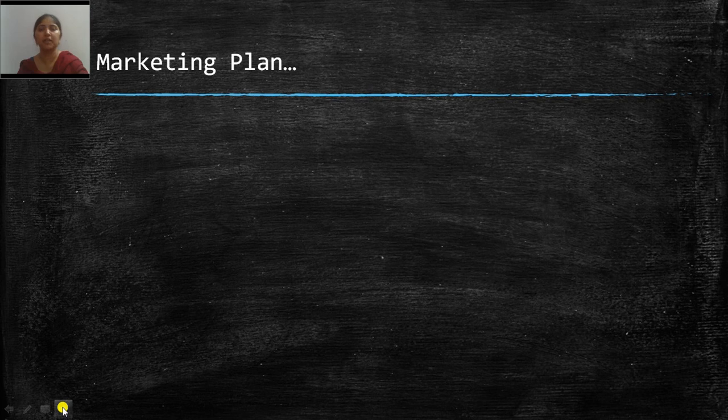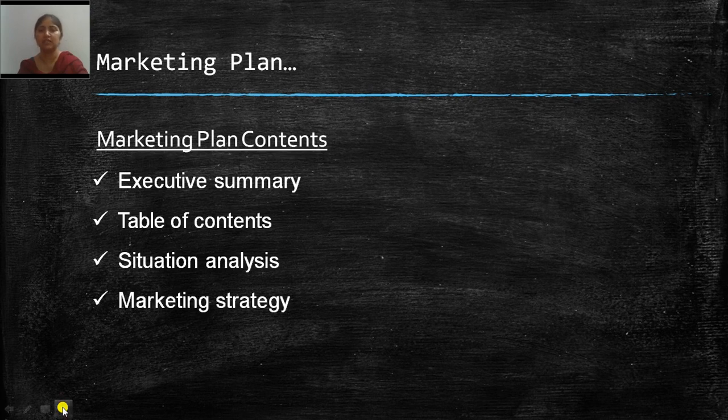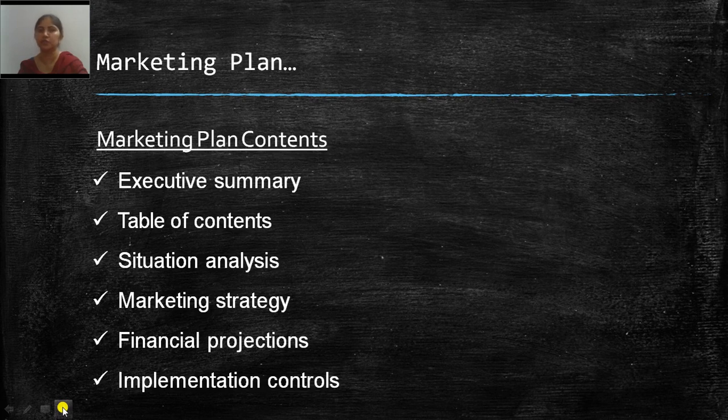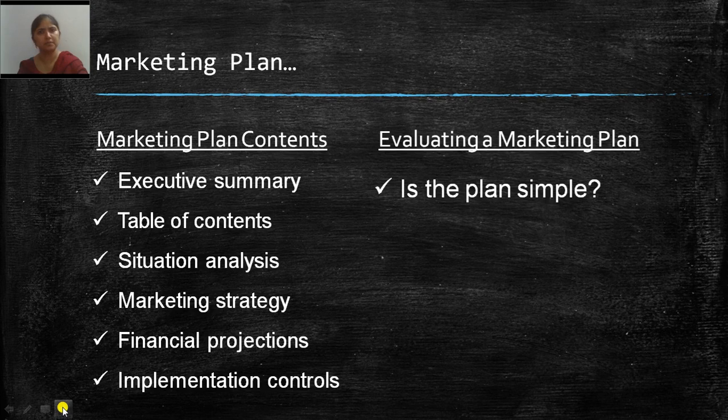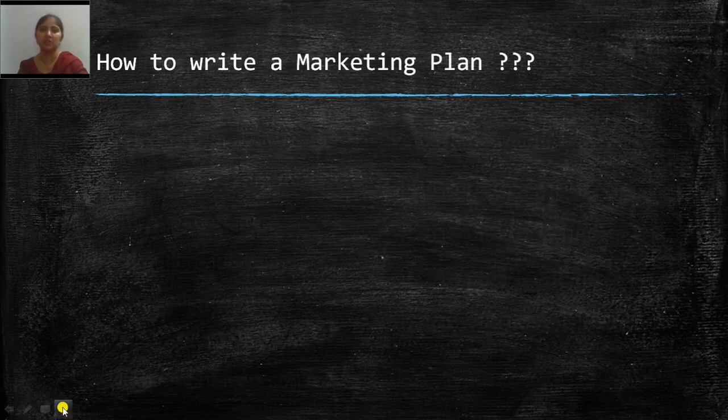Marketing plan contents must include an executive summary, table of contents, situation analysis, marketing strategy, financial projections and implementation and controls. How to evaluate a marketing plan? You should ask certain questions to yourself while evaluating it. Is it a simple one? Is the plan realistic and specific? Is the plan complete? If you are able to answer these questions, you'll be able to evaluate the marketing plan.